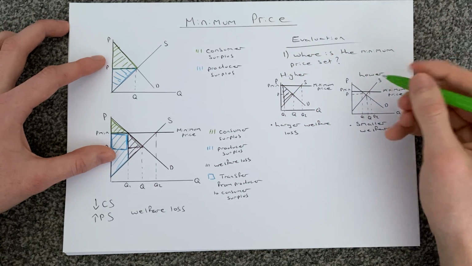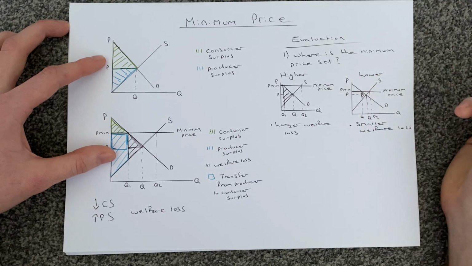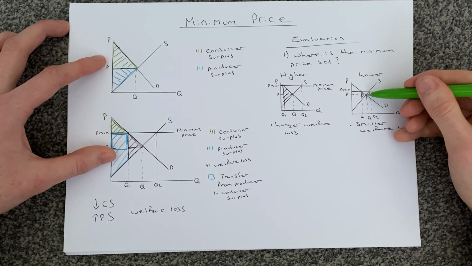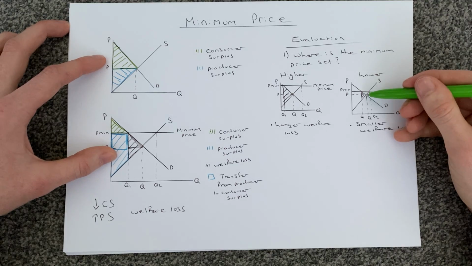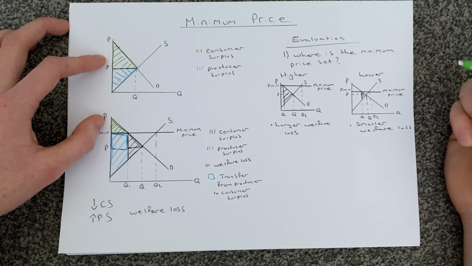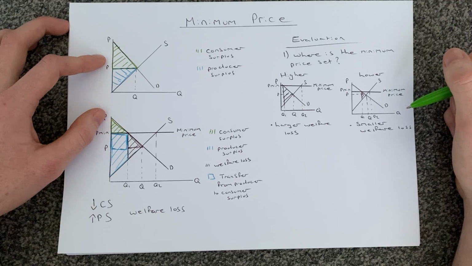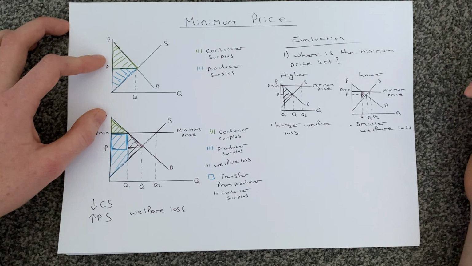It's very large, isn't it? Whereas on this diagram, the welfare loss would only be that small triangular area there. So we can quite clearly see the higher the minimum price, the larger the welfare loss, whereas the lower the minimum price, the smaller the welfare loss. And then we can look at some other points to consider.